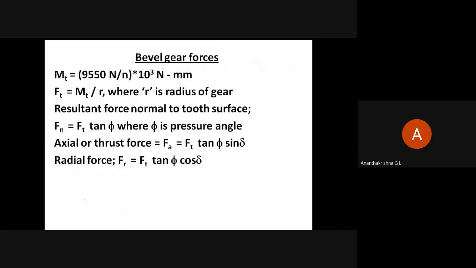Then regarding bevel gear forces, it is the tooth load Ft. The resultant load Fn is given by Ft tan phi, where phi is the pressure angle. Then the axial or thrust load Fa is given by Ft tan phi into sine delta, and the radial force Fr is Ft tan phi, which is common, and instead of sine delta, it is cos delta. So these are the bevel gear forces. This is what we learnt in bevel gears.